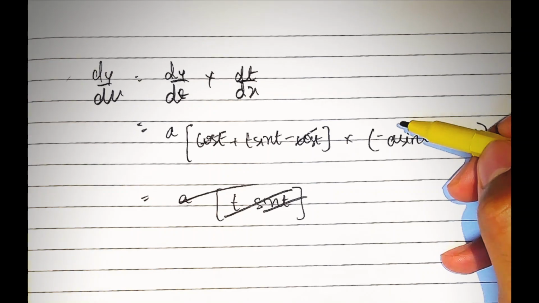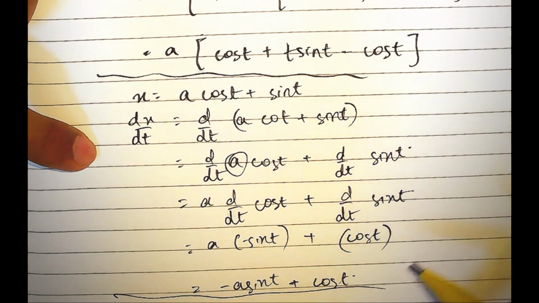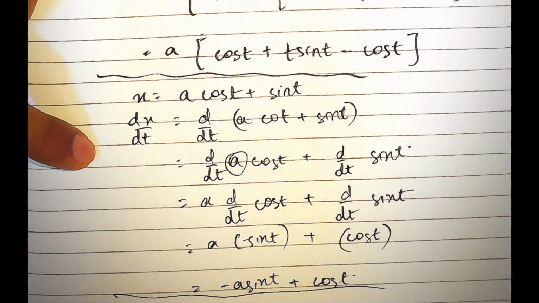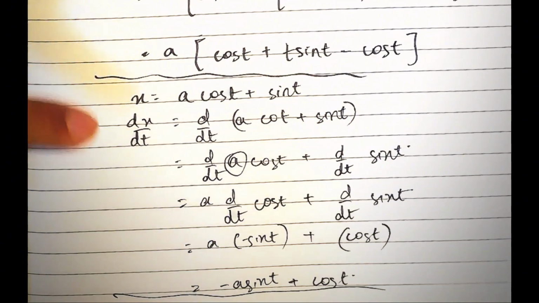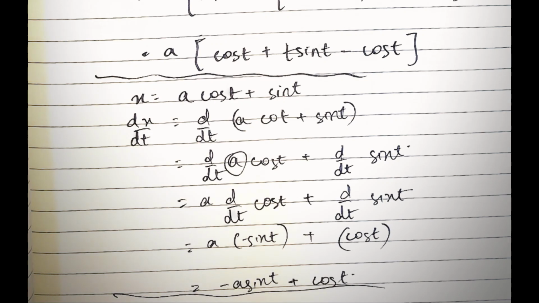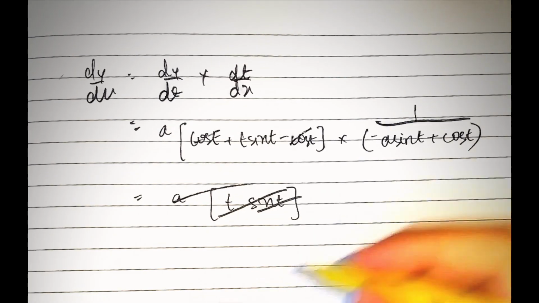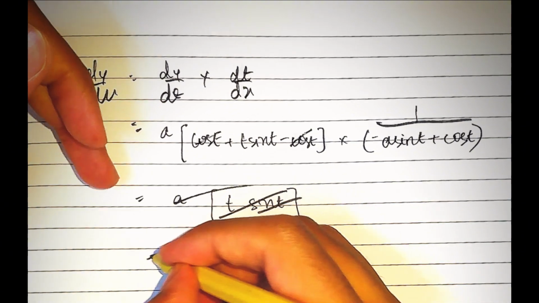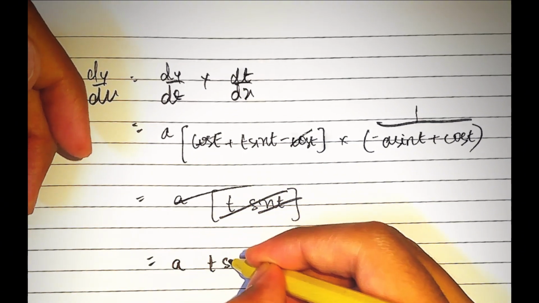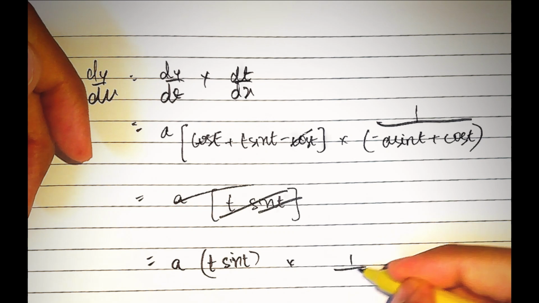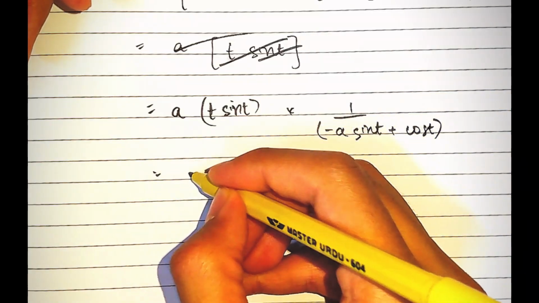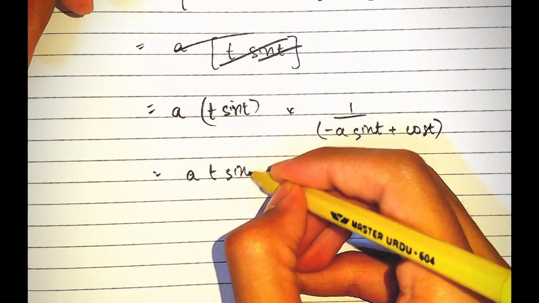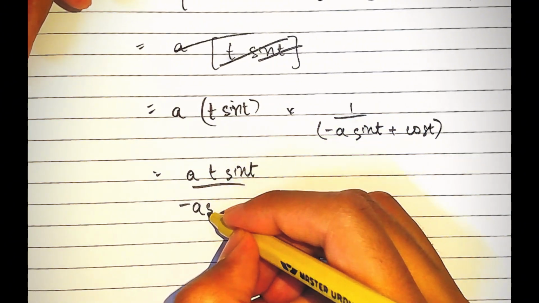Okay, so there is a problem over here. We found dx by dt, but the chain rule was saying that you have to put dt by dx. So we have to put the reciprocal of this, and we have done this a couple of times before, so you can watch my previous videos if you're unsure what I'm doing over here. So we will have 1 over negative a sin t plus cos t. So we are left with a t sin t multiplied by 1 divided by negative a sin t plus cos t.